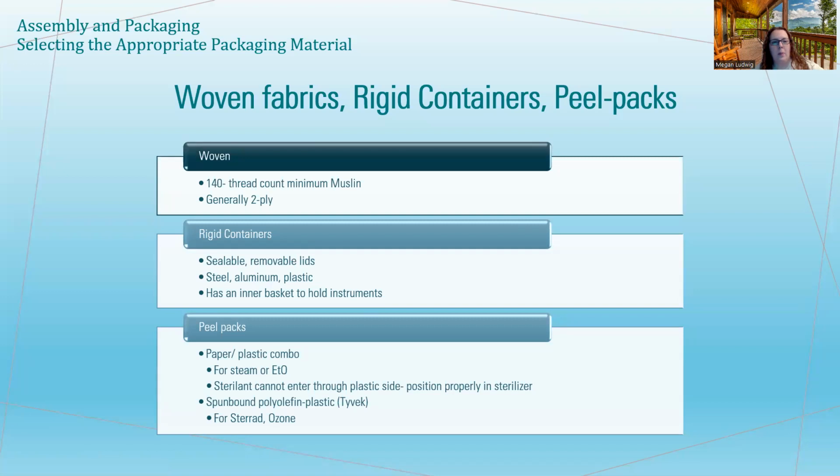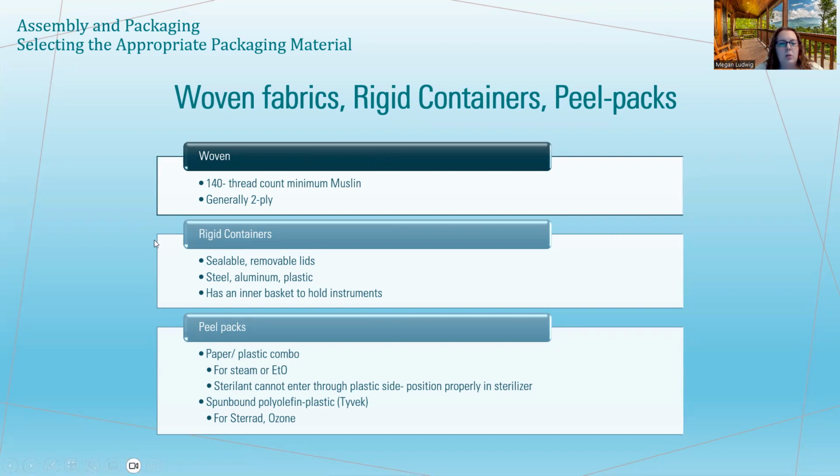So let's talk about some of our packaging materials. There's three main types of packaging materials. You have your woven fabrics, rigid containers, and different peel packs. You've practiced with the peel packs already, I think. You had to pick a couple instruments, put them in there correctly. You guys did a great job there. So the woven fabrics, when you see things like this, to me, it kind of screams like a certification test question, right? 140 thread count minimum for muslin. That is the specific type of wrapper, muslin wrapper. That is typically 2-ply. Usually it's blue or blue and white. And I have a video of that here in a bit.